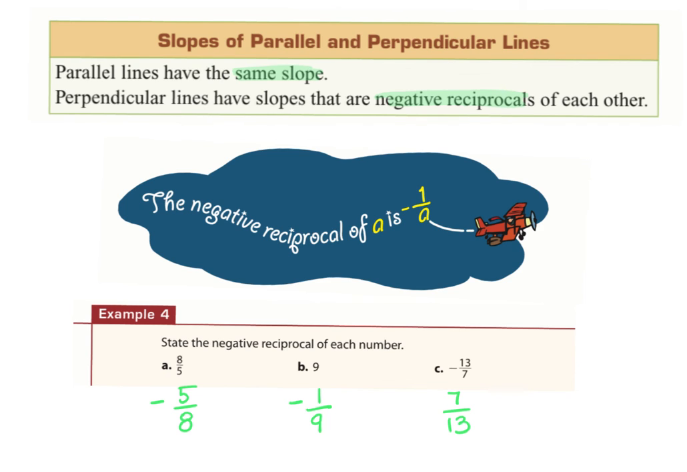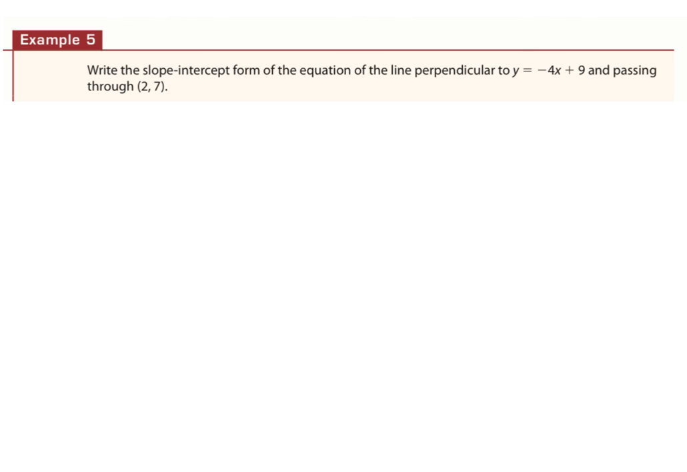So let's look at example 5. Write the slope-intercept form. So they want the slope-intercept form of the equation of the line that is perpendicular to y equals negative 4x plus 9 and that goes through the point 2, 7. Now for this particular example, they gave it to us in slope-intercept form. That was very nice of them, all right? So the slope of this line is going to be negative 4, right?